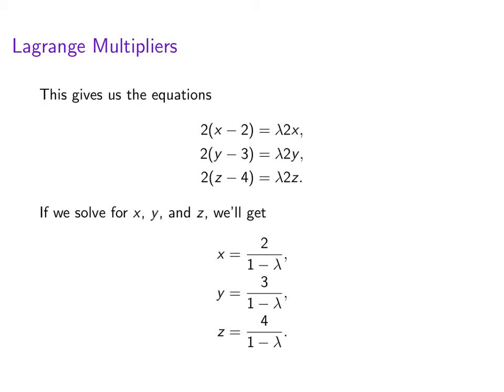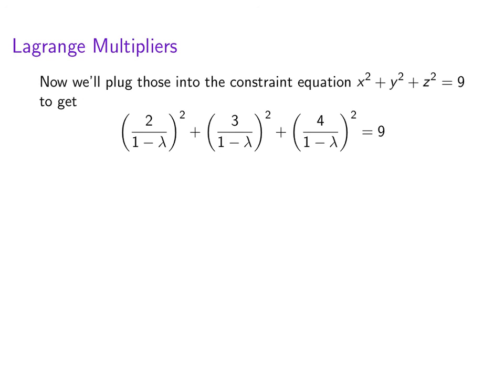Now we don't actually need to know what lambda is, but what we're going to do is solve for lambda. Once we do that, we plug it back in here, then we get the values of x, y, and z, the critical points that we're interested in. So we'll plug those values of x, y, z into the constraint equation, and we get this. 2 over (1 minus lambda), quantity squared, plus 3 over (1 minus lambda), quantity squared, plus 4 over (1 minus lambda), quantity squared. That has to equal 9. So that all simplifies to 29 over (1 minus lambda) squared equals 9.